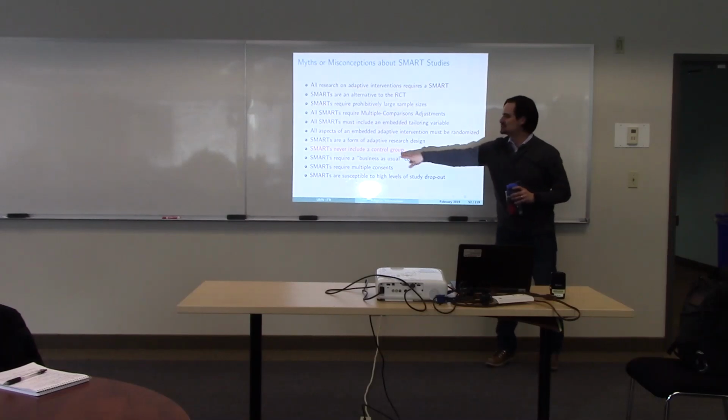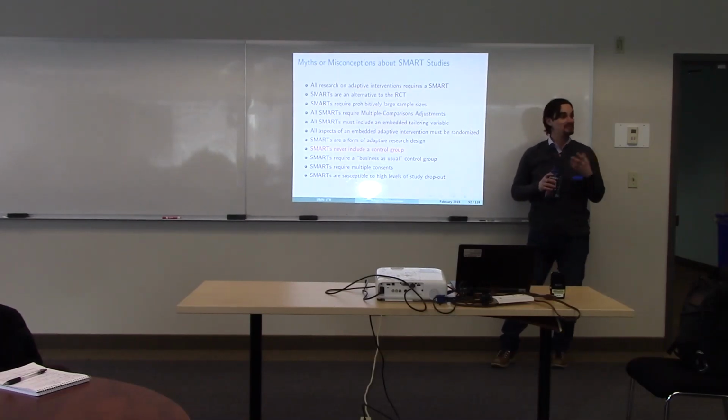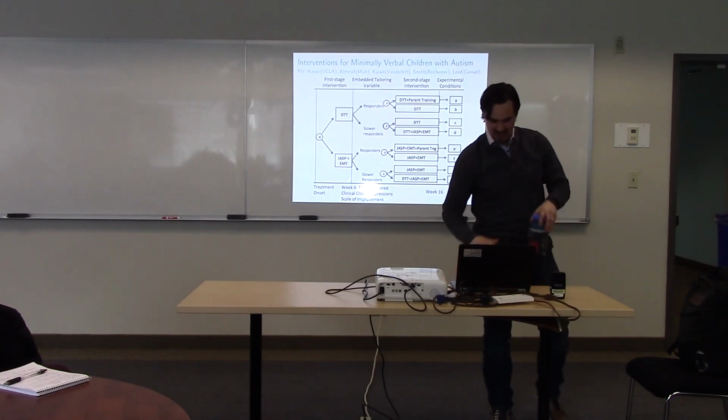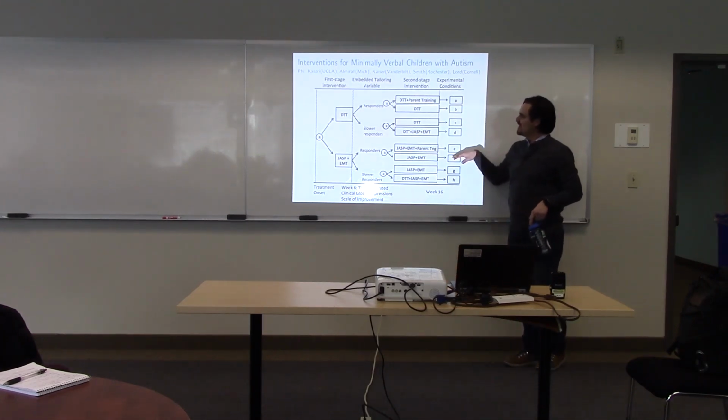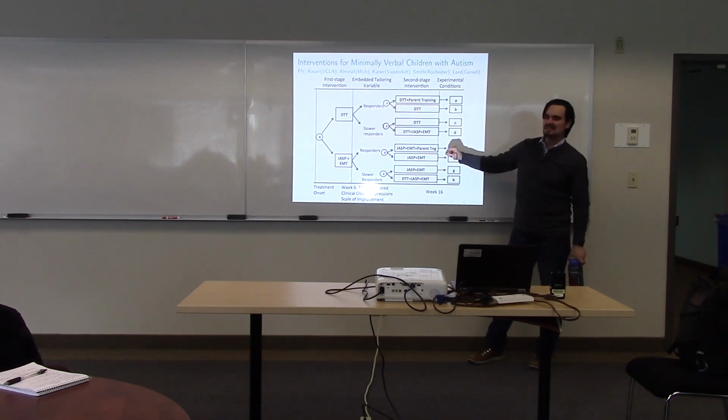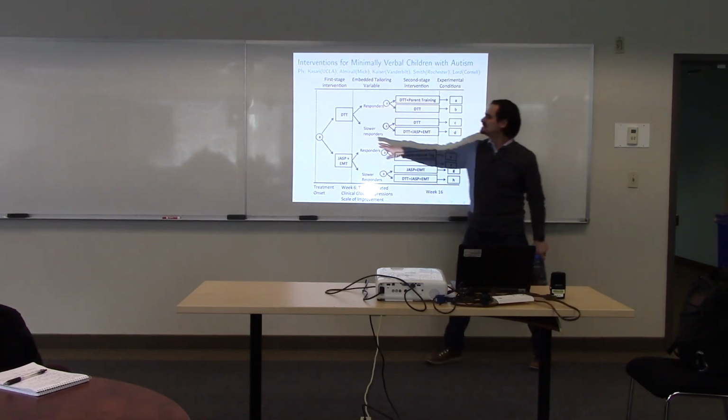Okay, here's another one. SMARTs never include a control group, because all the examples I showed you don't have control groups, but that's a falsehood. SMARTs can have a control group. Let me give you an example with that same study I just showed you. It turns out that if you look carefully, there are some kids in this trial that no matter what, they're always going to get DTT.